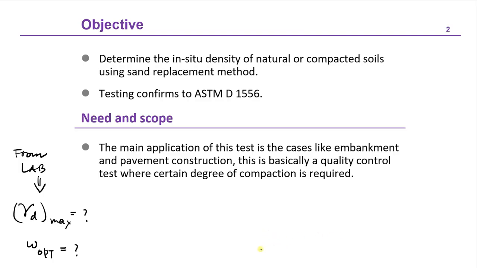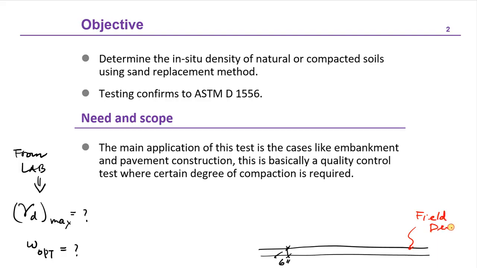When we place these layers, the thickness is mostly a maximum of 6 inches. It depends on the type of material, but it might range from 4 to 6 inches. Once one layer of 6 inches is placed, the rollers are used. When this layer gets compacted, we have to do one test, what we call the field density test, to check whether we got the required density or not.